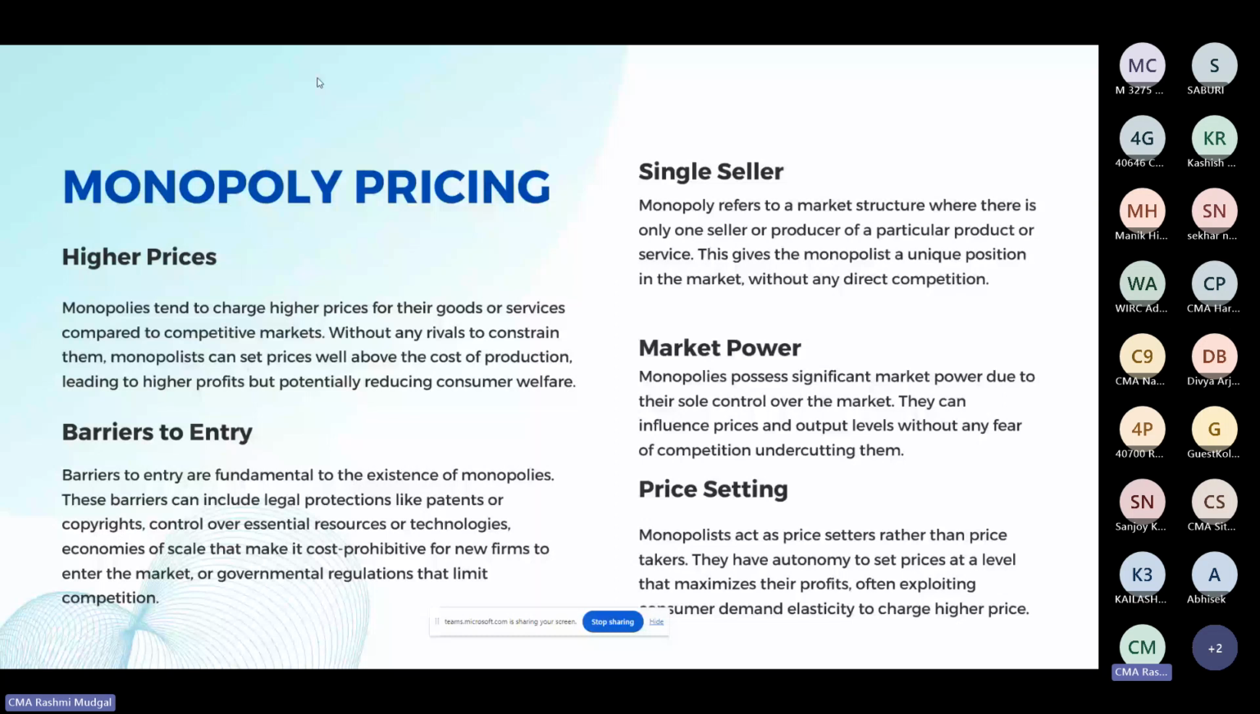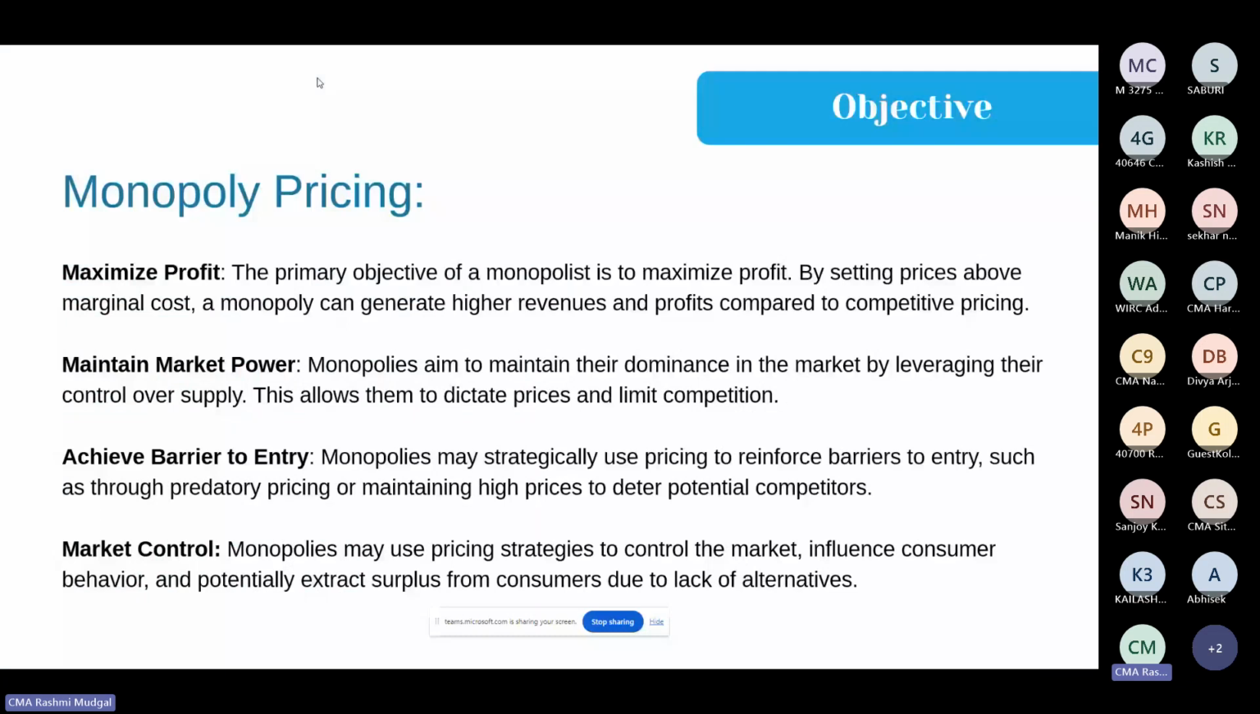Okay, next comes the objective: why people want to be in monopoly pricing. We can see here that it maximizes the profit. The primary objective of the monopolist is to maximize profit. They don't care about customer benefit or the competition. They don't want to compare anything to anyone. They can make more profit than a competitive person.